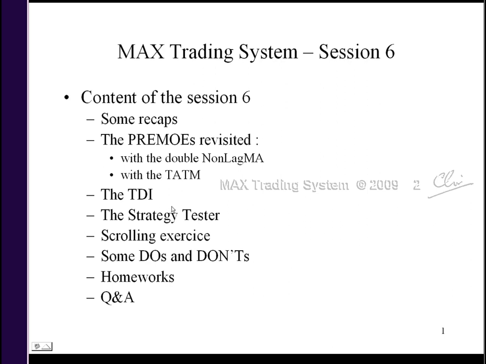I will show you how to use the strategy tester to look at many charts on many time frames in a very short period of time. And this will be a very important subject for you, to hope to have enough mastery of the MAX before going live with the MAX. And as usual, I will show you some updated do's and don'ts in my last PowerPoint presentation. And so, at the end, as usual, the homework assignment.